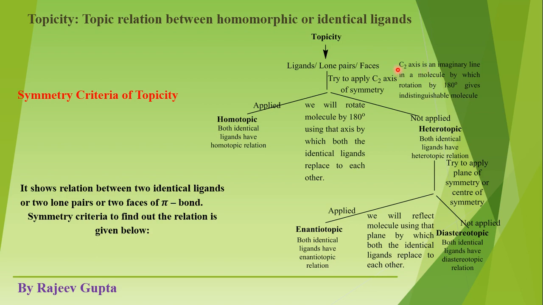So here, which C2 axis or which line we have to choose in that molecule: that line which exchanges both homomorphic ligands, means one homomorphic ligand goes over the second and the second homomorphic ligand goes to the first one. That C2 axis of symmetry we have to apply. If it is applied, then we say both homomorphic ligands are homotopic, and if it is not applied, then we say both homomorphic ligands have heterotopic relation.